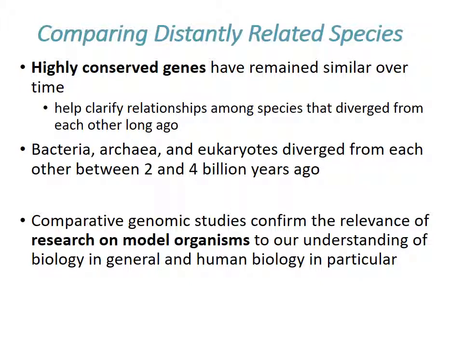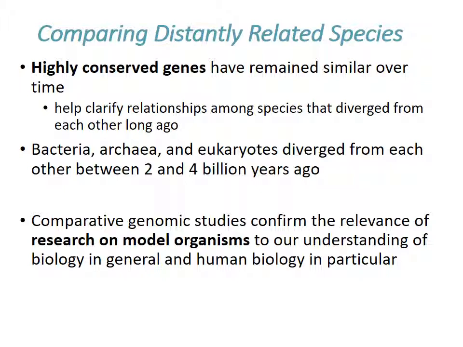So some areas are going to be highly conserved. They're going to remain the same or similar over time, and this helps clarify relationships among species that diverged from each other a long time ago. So bacteria, archaea, and eukaryotic organisms diverged from each other like 2 to 4 billion years ago, which is a pretty big range, but we don't know more than that at this point in time, really.